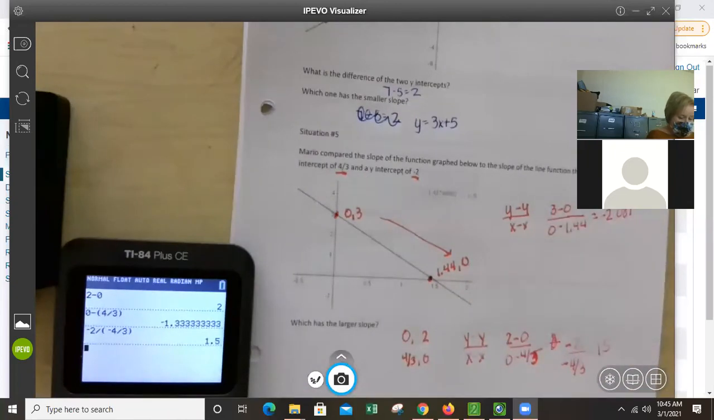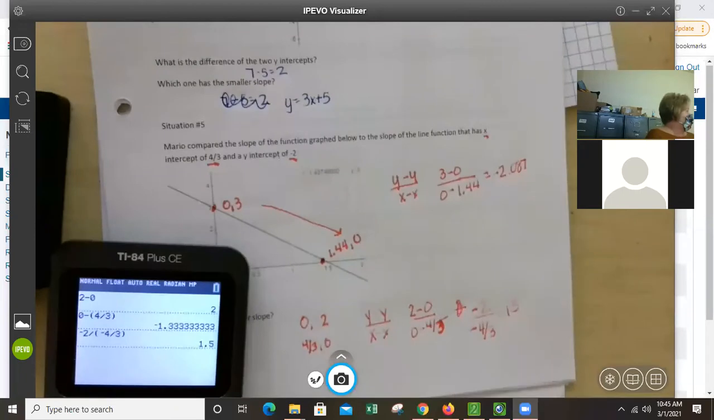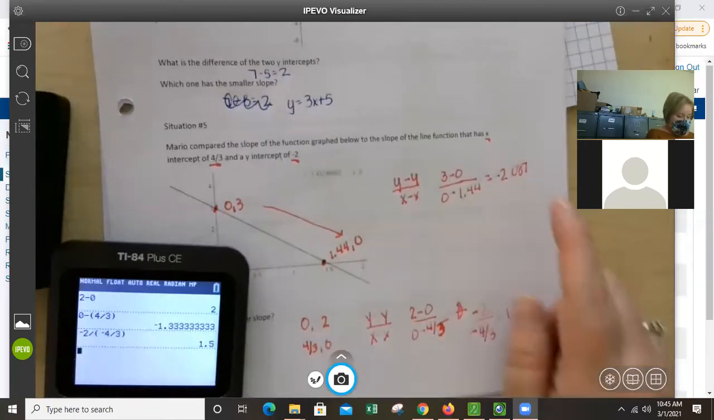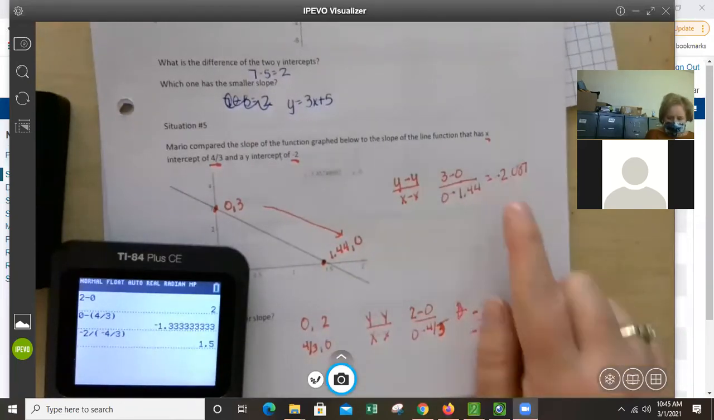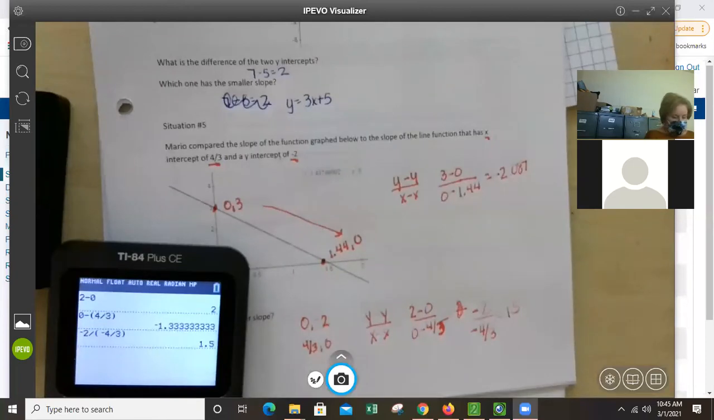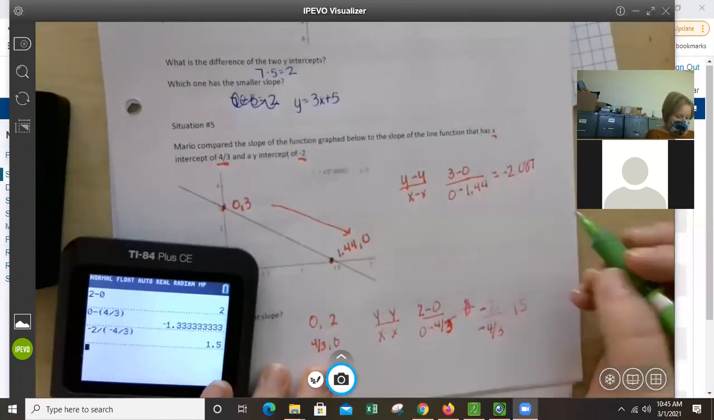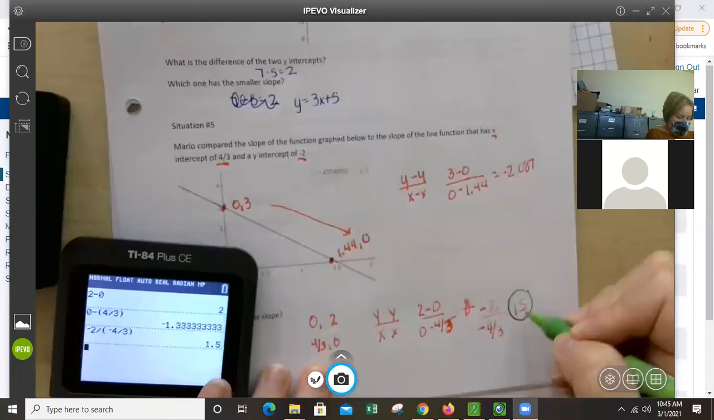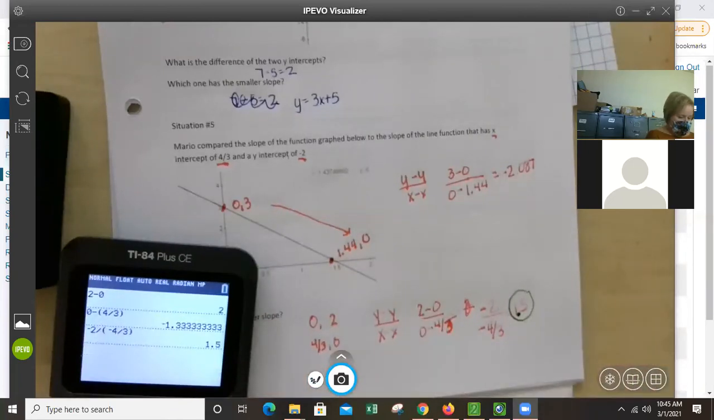Okay, it says which one has the largest slope? This one or this one? The top or the bottom? Okay, if this is 1.5, and was that negative? Yeah, so it's got to be this right here.